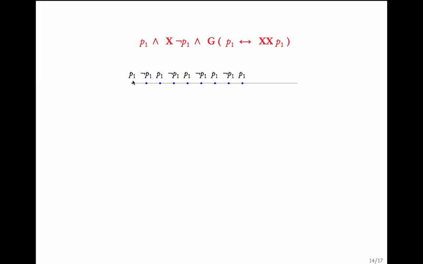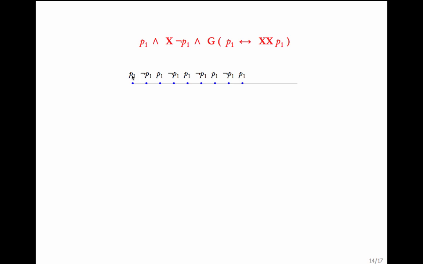Let us see. These two force this point to be P1 and here not P1. Suppose this is position 0 in the word, position 1 in the word, position 2 in the word. Position 0 should satisfy P1. That means it can be the letter consisting of either P1 or P1 P2. The next position should contain not P1. In the sense it should be either the empty letter or the singleton P2. Look at this position. If this satisfied not P1, then this will be wrong, because this says that P1 if and only if X X P1.